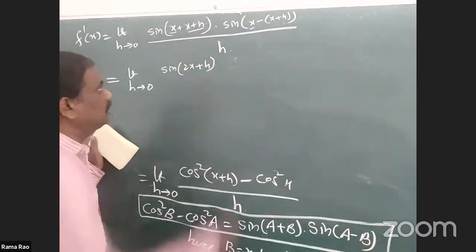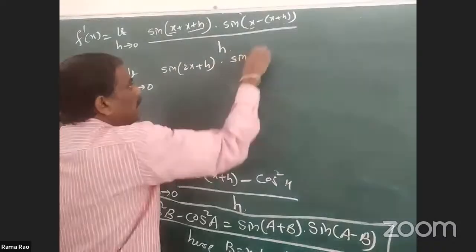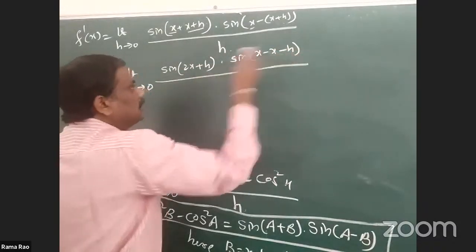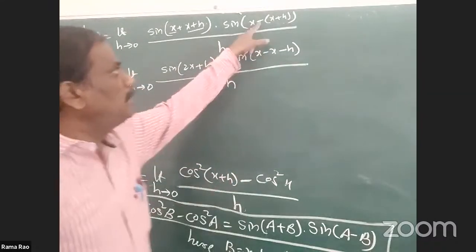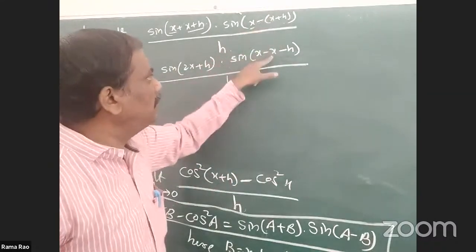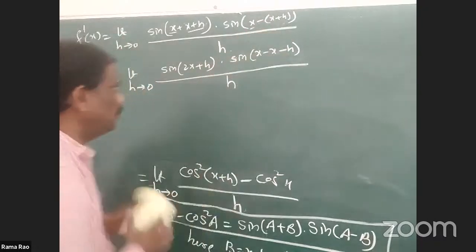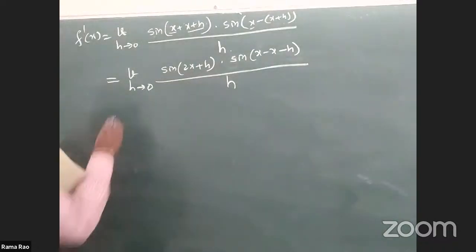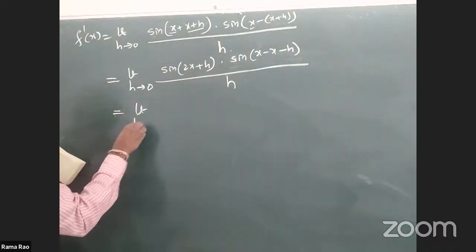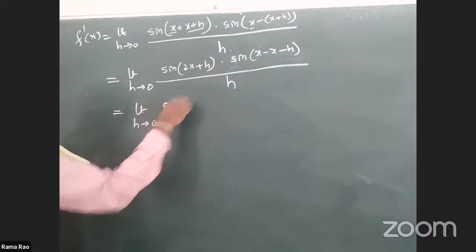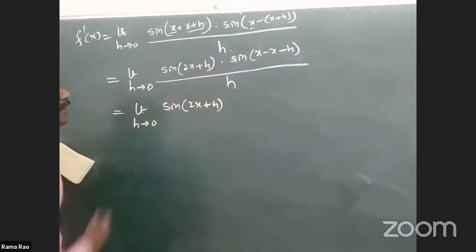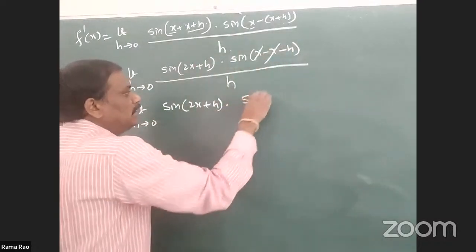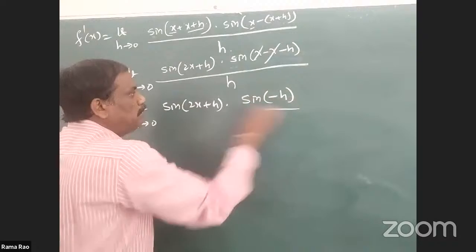2x plus h into sine of x minus h by h. You can multiply with minus, minus into x minus x, minus into x minus h by h. Now, limit x tends to 0. Sine of 2x plus h into plus x minus x gets cancelled, into sine of minus h by h.